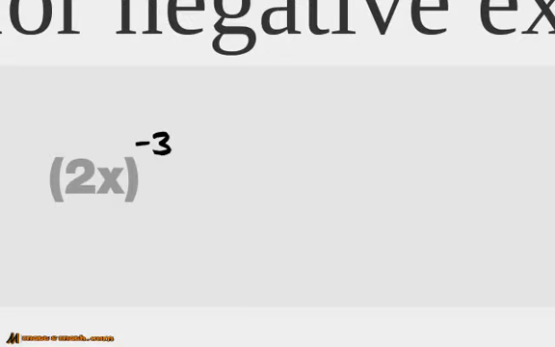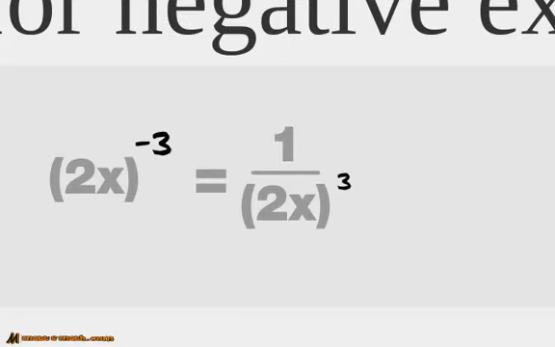2x all to the negative 3rd power. Well, again, put 1 over it, get rid of the negative, and then now what you're going to do is you're going to cube 2 and cube x. So it becomes 1 over 8x to the 3rd.